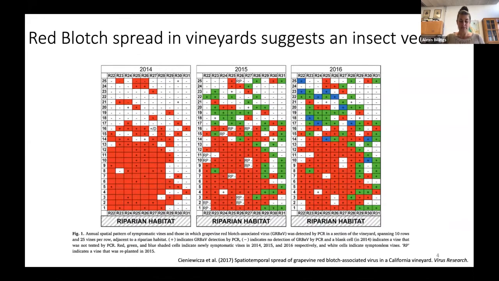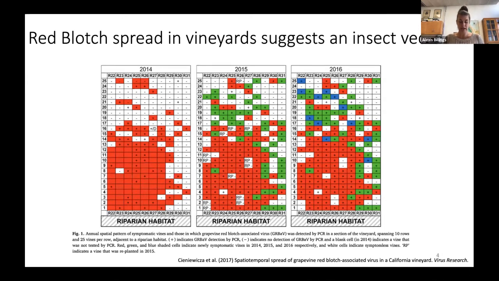However, now that testing has become more common through PCR and qPCR, it appears that the initial infection was actually caused by infected planting material and was actually human propagated. However, tracking the spread has revealed a secondary spread that is patchy and clustered, which is shown here in the grid of a vineyard across 3 years.